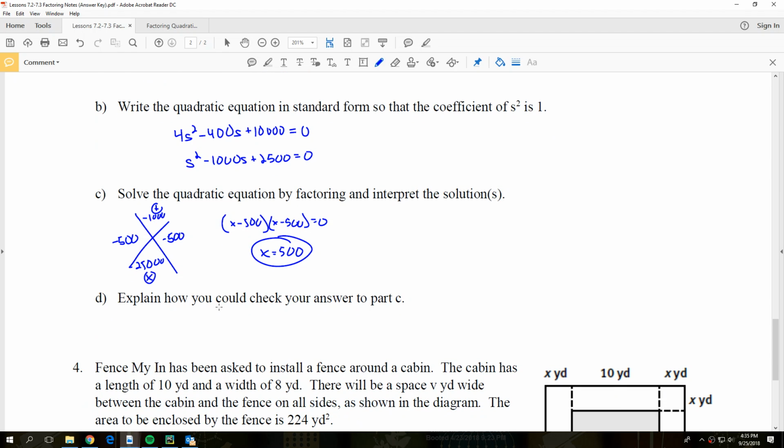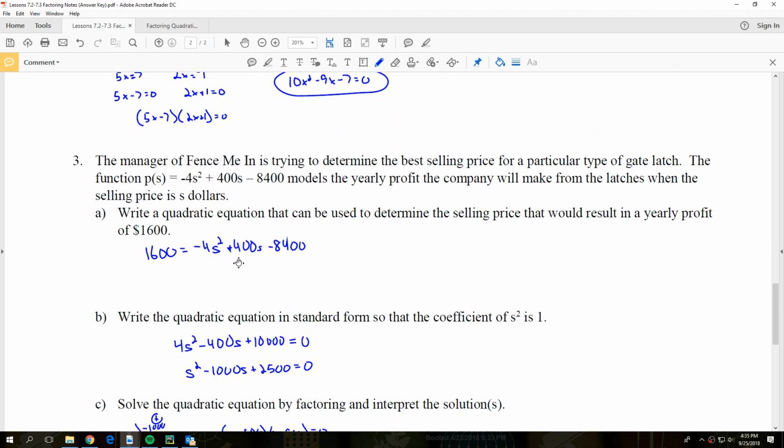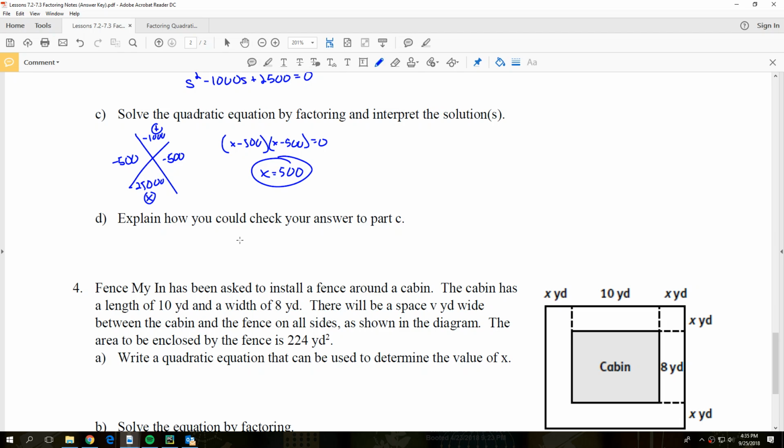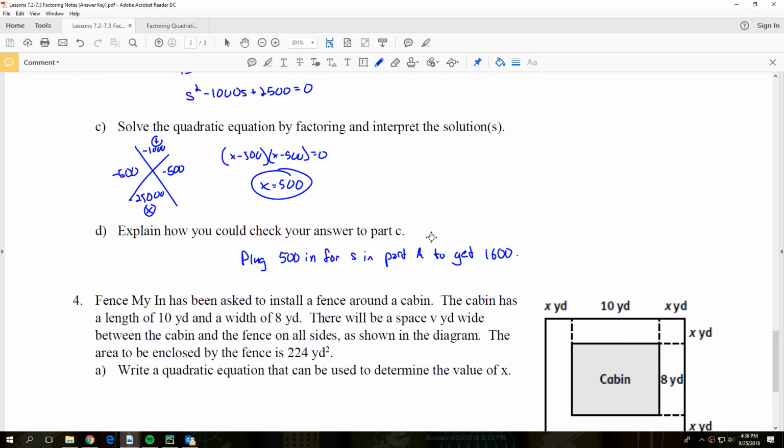All right, how could we check our answer to part C? Yeah, well, let's just plug it in, right? Plug it into A and plug it in for S and see if you get 1600. So we'll say plug 500 in, that is, in for S in part A to get, what were we getting, 1600. There you go. All right, last problem here.